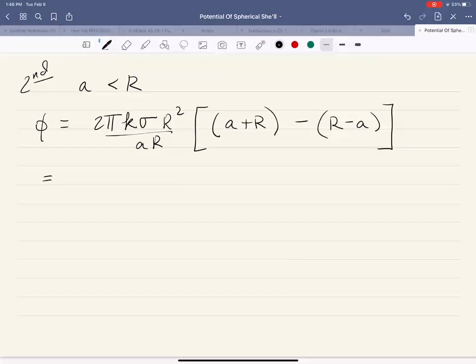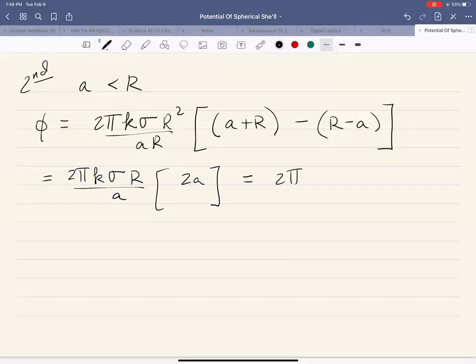So what we have here is then 2 pi K sigma R over A. I'm going to go ahead and simplify. And then here you have A plus R minus R minus A. And so the R's cancel out here, and then on the inside, you have 2A, right? So this is going to be equal to, the A's cancel out, and you end up with 4 pi K sigma R.